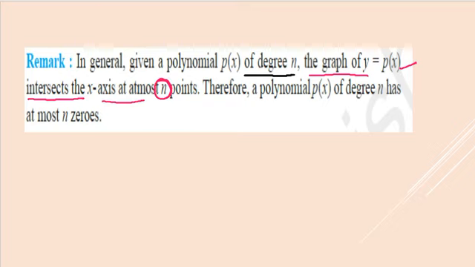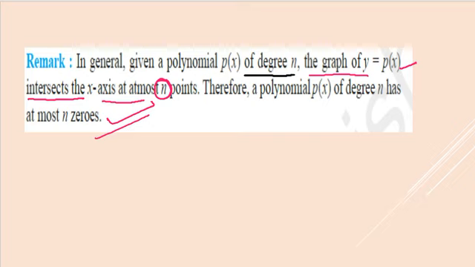You must think according to the degree where the zeros will be. So we have at most n points intersecting the x-axis, that is, a polynomial p(x) of degree n has at most n zeros.